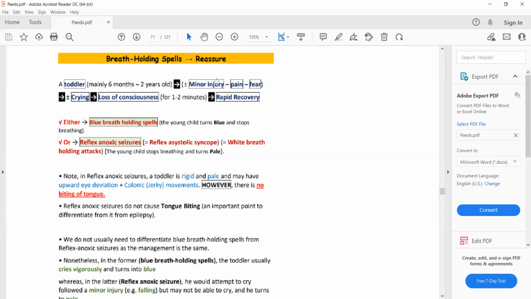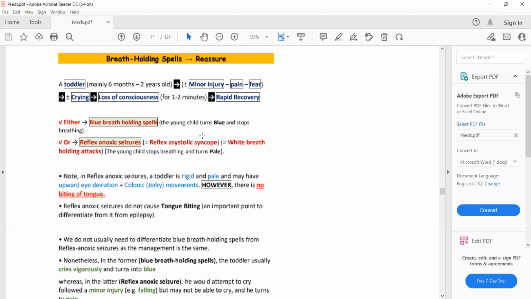And reflex anoxic seizure is that due to pain, there is a sudden reflex activation of the vagus nerve, which will lead to asystole. That is, the heart stops beating just for a few seconds. And due to stopping of the heartbeat, the child becomes pale because there is no blood flow to the skin or to the body parts. So that's why it is known as reflex anoxic seizures.